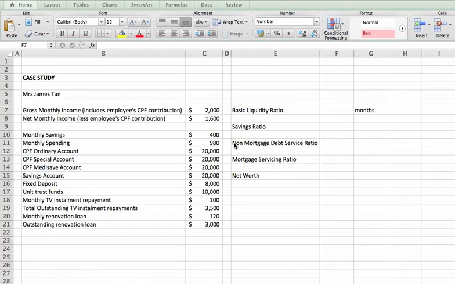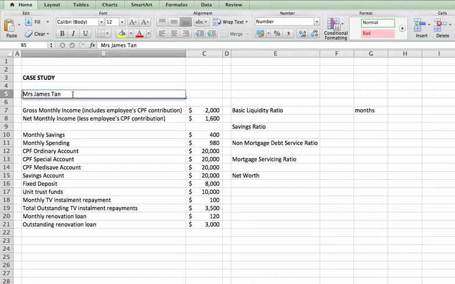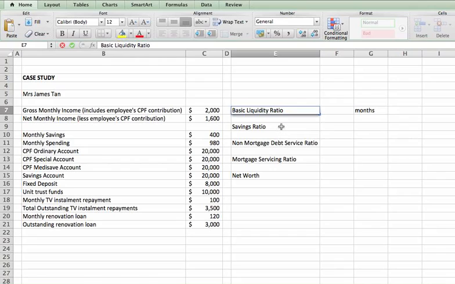In this example, we look at Mrs. Jamestown and how we can use an Excel spreadsheet to calculate her basic liquidity ratio, her savings ratio, her non-mortgage debt service ratio, mortgage servicing ratio, and her financial net worth.